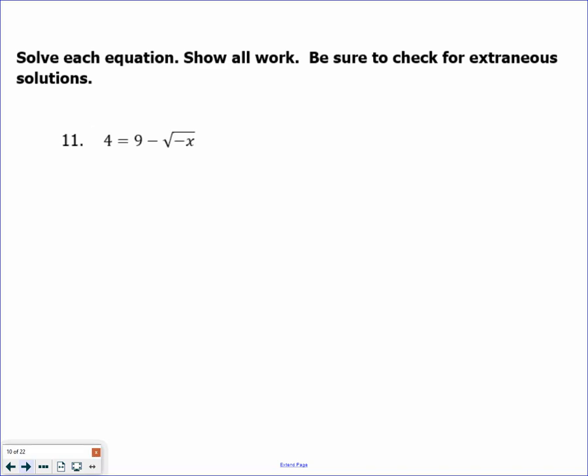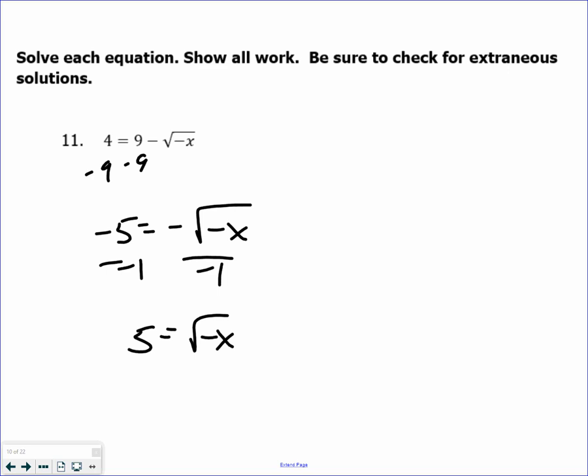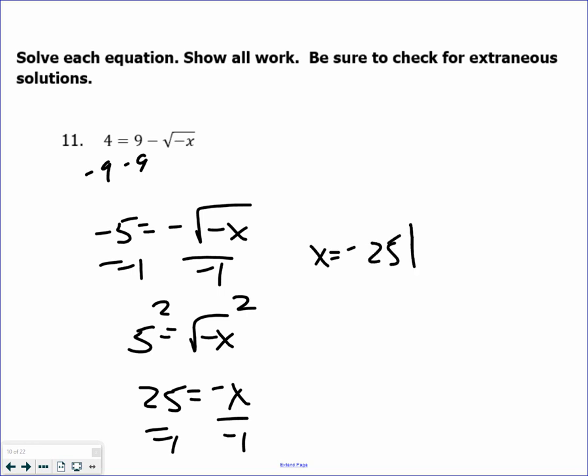So the next one, I'm going to subtract 9 from both sides. So I see negatives, so I got to worry about this. I'm going to divide both sides by -1. Good so far. I'm going to square both sides. And then I'm going to divide by -1. So I get x to be -25. Be careful. When I plug -25 back in, it actually does work. -25 is a positive under the radical. And so the square root of 25 is 5, and 9 minus 5 is 4. So again, check your solutions and always make sure. It's not every time you get a negative, but you always got to make sure you're okay.